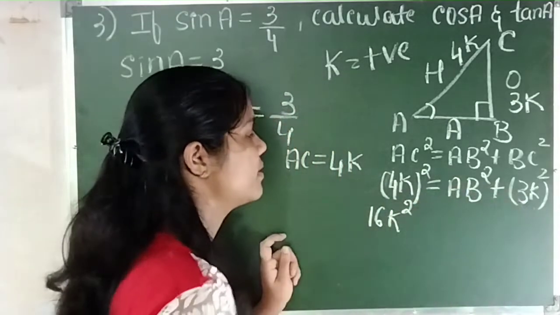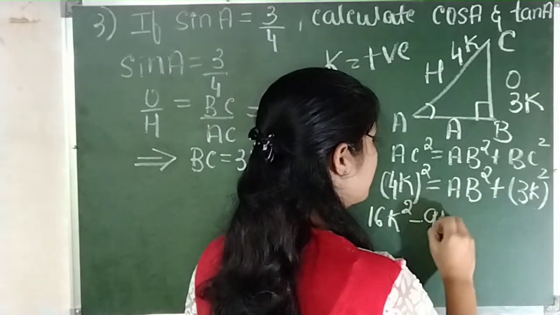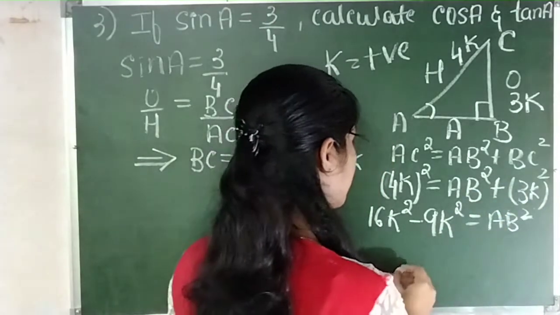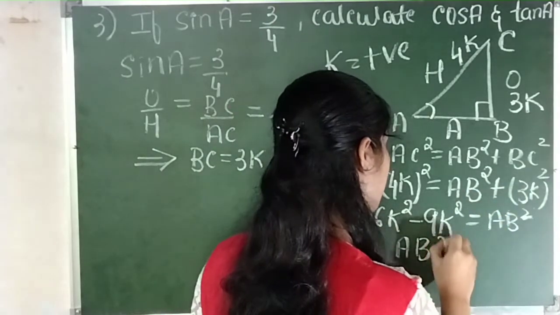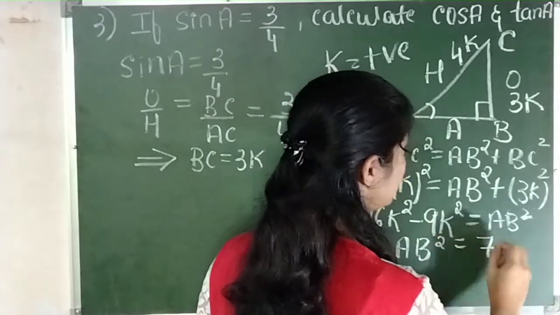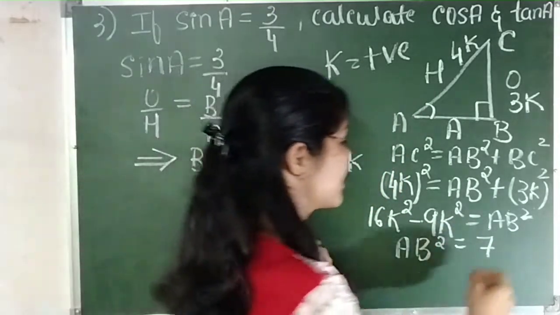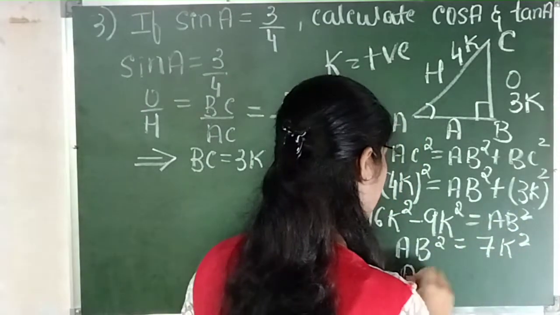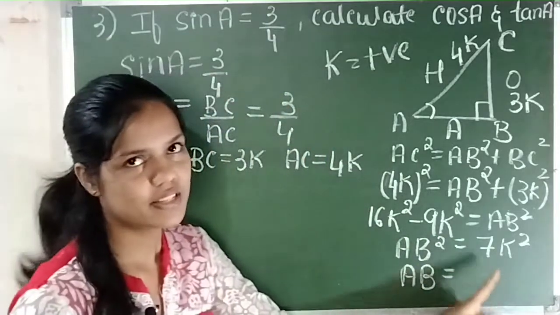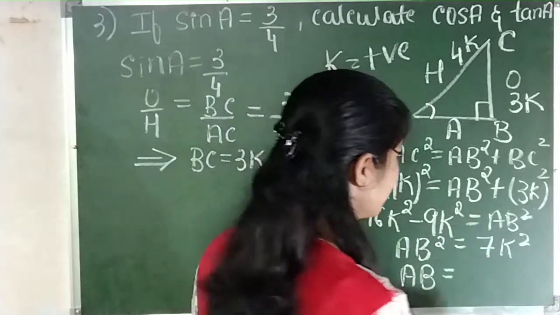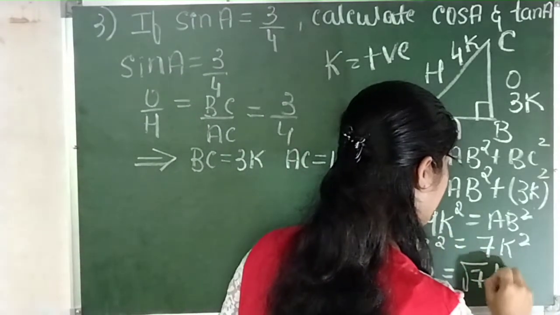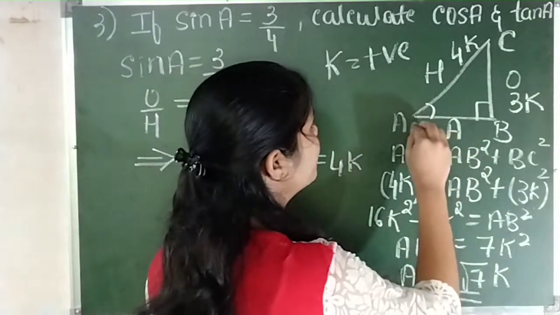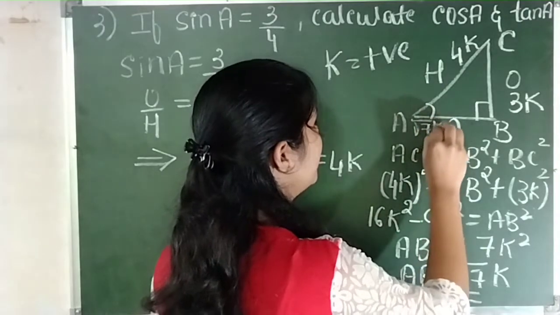If I bring this to the other side, it becomes minus 9K square is equal to AB square. So AB square is equal to 16 minus 9, which is 7K square. AB is equal to the square root of 7K square, that is root 7 into K. So the value of AB is equal to root 7 into K.